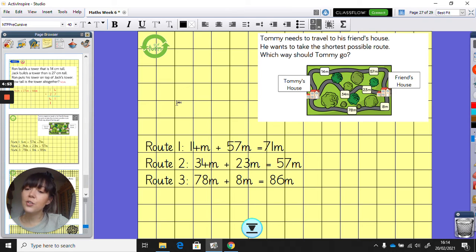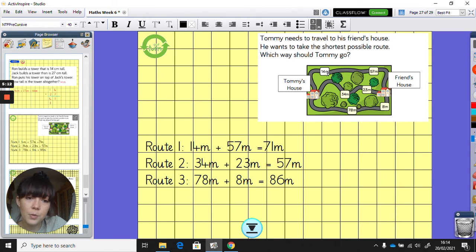So you should have paused the video. You can see that I have worked out the different sums that we need to do to work out the answer. So I've said this is route 1, this is route 2, and this is route 3. Okay, they're all going from Tommy's house to his friend's house.